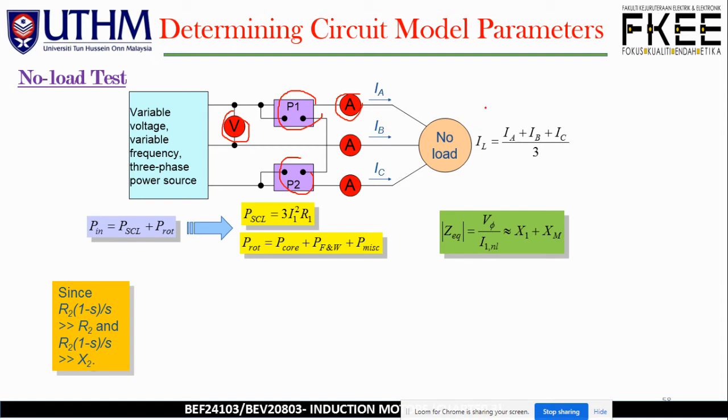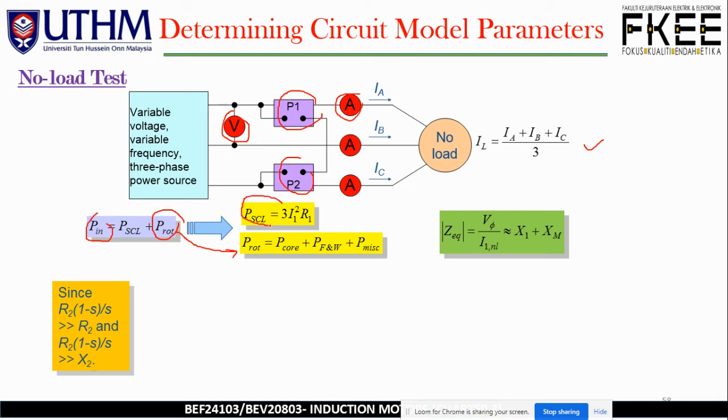The no load over here, we have IL. There is no load, the motor is not connected to any load. And then IL is equal to IA plus IB plus IC over 3. And then this is the power of the motor. So we have P in equal to P SCL, the stator copper loss, plus P rotational. So what is P rotational? P rotational is nothing but P core plus P friction and windage plus P stray or miscellaneous.